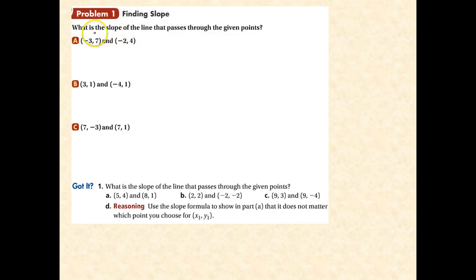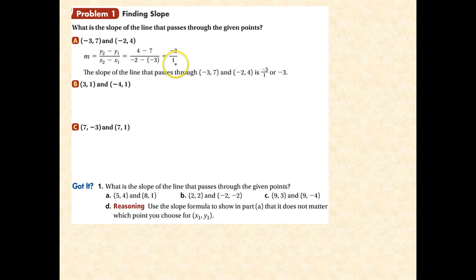So what is the slope of the line that passes through these points? Okay. Well, the formula for slope is y2 minus y1 over x2 minus x1. So y2 is 4 minus 7. x2 minus x1 is negative 2 minus negative 3. 4 minus 7 is negative 3. Negative 2 minus a negative is the same as plus the positive, so negative 2 plus 3 is 1. Negative 3 over 1 is negative 3.